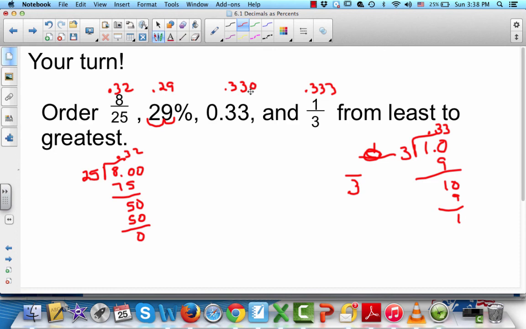So now if we're putting these in order from least to greatest, the least one was the 29%. So we mark that one out. Next was this one, 8 over 25. Okay, which is least, 330 or 333? Right, 330. So that means that 0.33 would be next, and the last one would be 1/3. Okay? Good job. Hope you do a great job on your assignment.